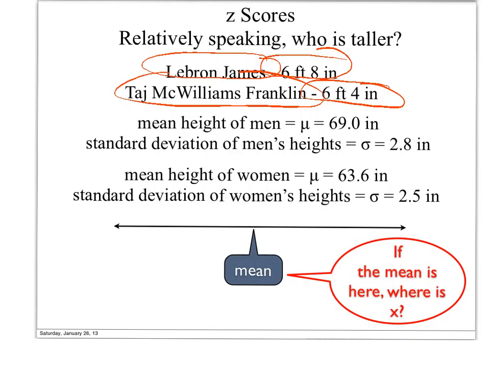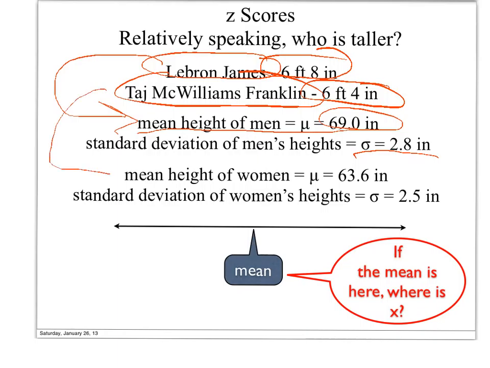Well, the population that LeBron James comes from would be the males, and so if we look at the mean height of men, we see that that's 69 inches. The standard deviation of men's heights, that's a population value, so we're using the Greek letter sigma, is 2.8 inches. Now, we look at the population for Taj McWilliams-Franklin, and that would be the women, and so the mean height of women is 63.6 inches, and again, that's a population value, so we're using the Greek letter to indicate that, not x bar, but mu. And the standard deviation of women's heights is sigma equal to 2.5.